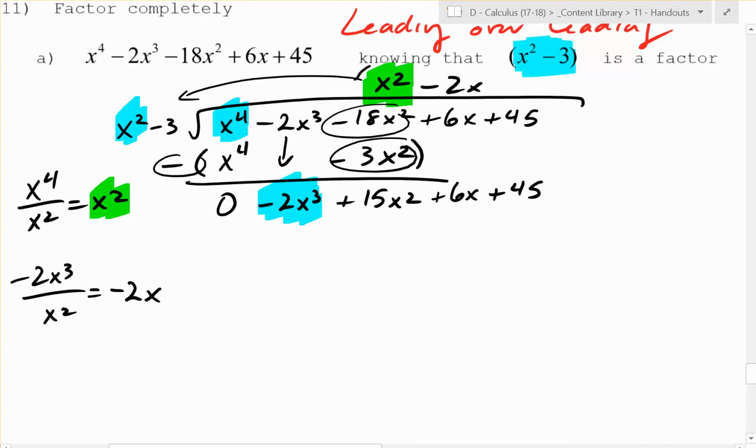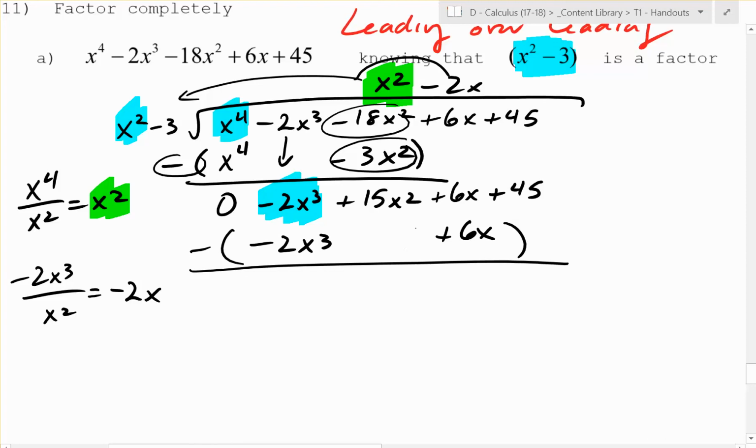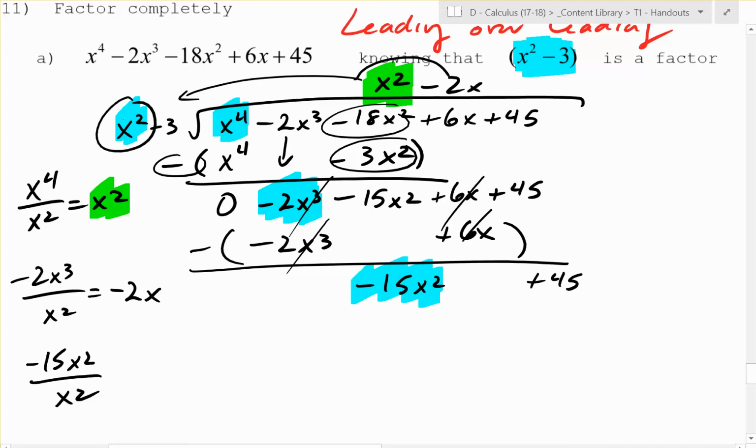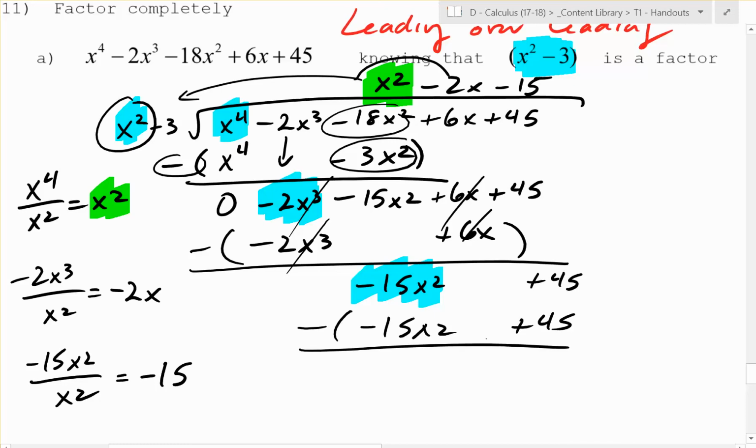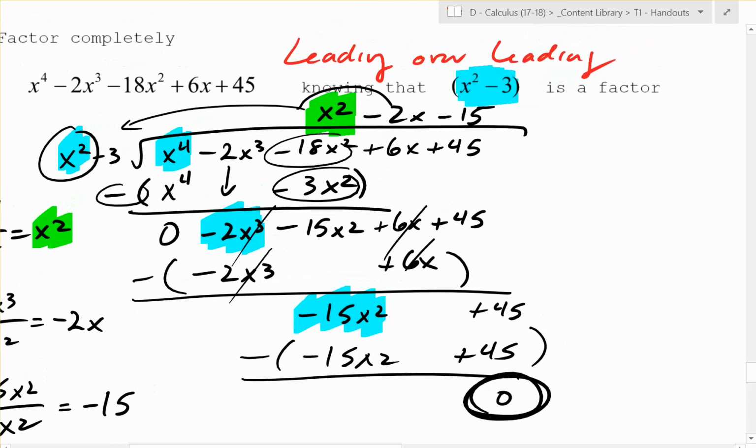Goes up there, and now you use this one instead to multiply, and you end up with negative 2x cubed plus 6x. So when you subtract now, you end up with 15, sorry, this is not positive 15, this is negative 15x squared. Negative 15x squared, this cancels, plus 45. What's your new leading term? Negative 15x squared, and it's still x squared from here. So that's negative 15 minus 15. You get negative 15x squared plus 45. When you subtract, you get 0. 0 is what you should get if you do indeed have a factor.